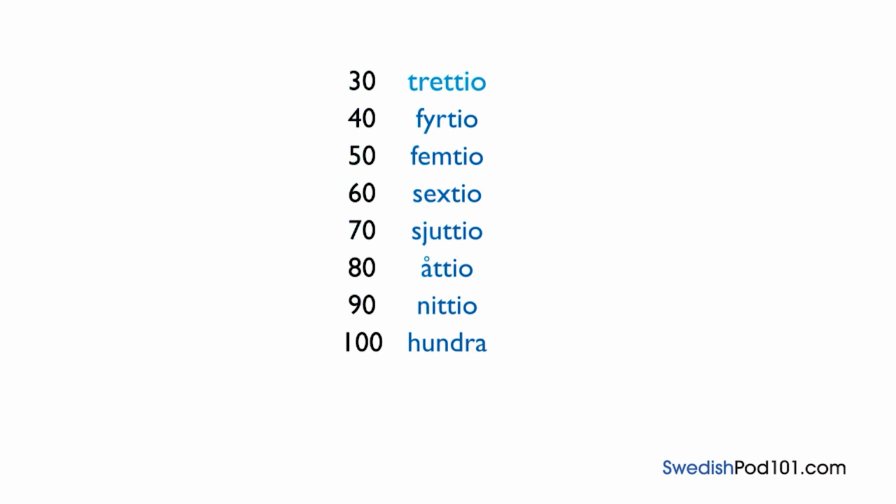For example, 30. It's composed of 3 and T. 80. It's composed of 8, a variation of 8, and T. As for 100, it sounds a lot like the English 100 and shouldn't be that hard to remember.